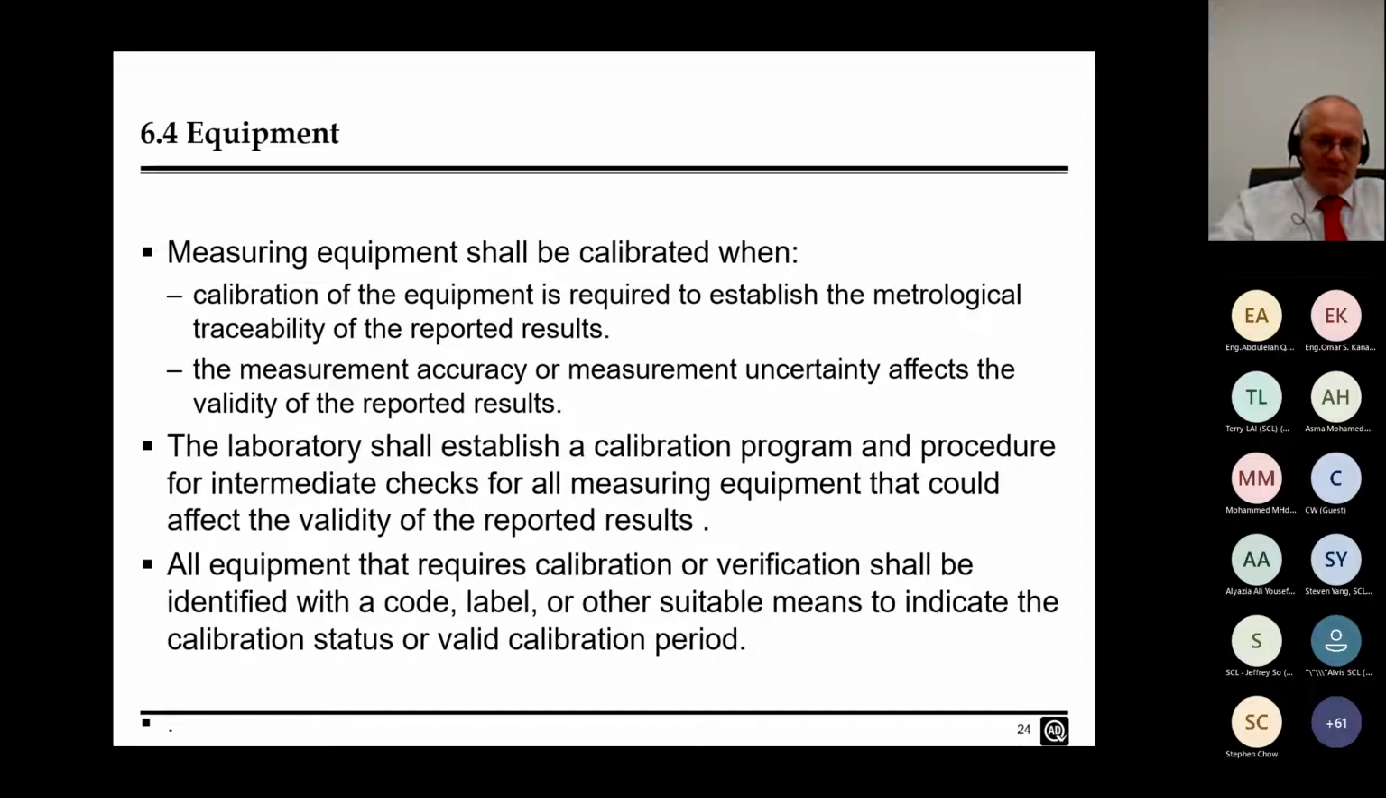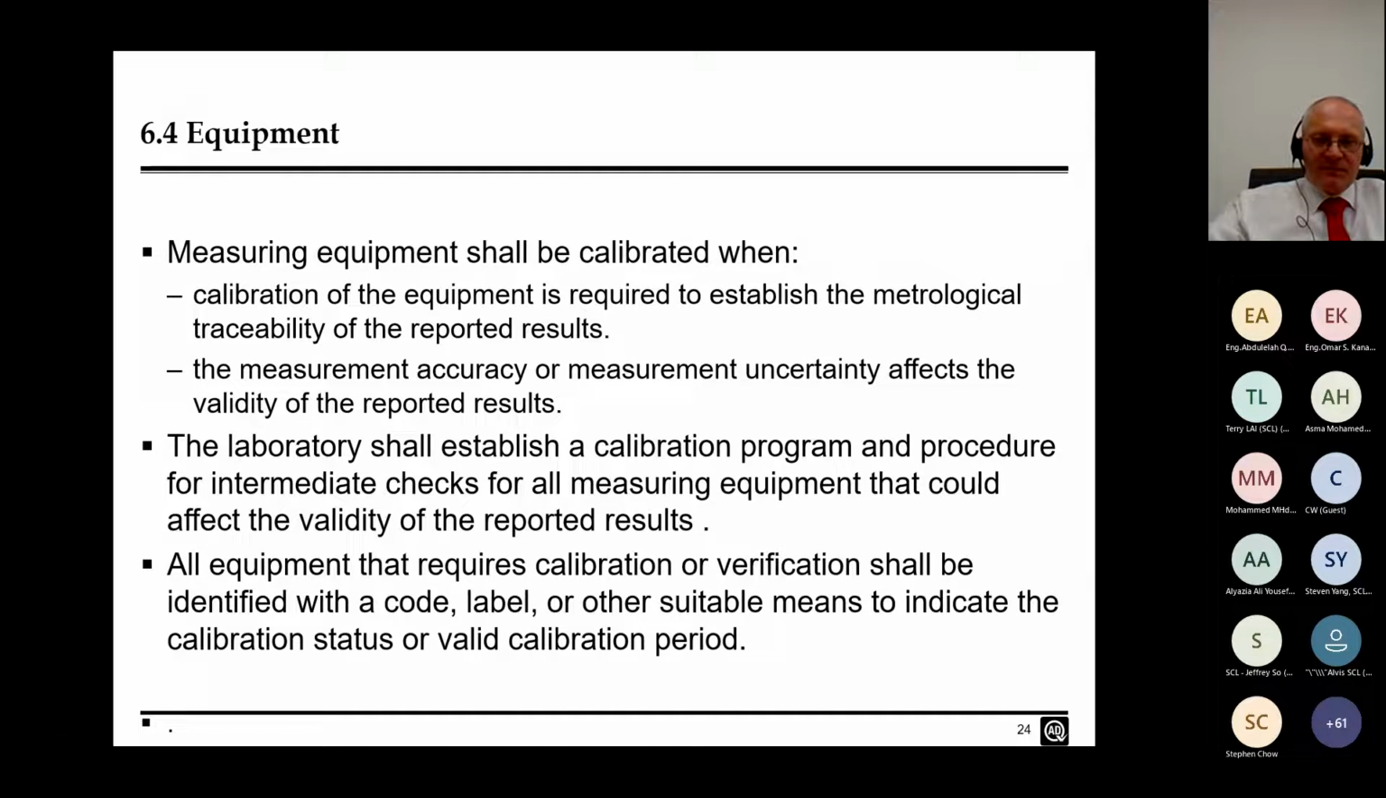Or the measurement accuracy or uncertainty of the instrument that needs to be calibrated affects the validity of the reported results. So an example is if you're doing a mass measurement, you're measuring masses on a balance, the balance would need to be calibrated. If you're calibrating balances, the masses would need to be calibrated. But you also need to understand the temperature, the humidity, and the atmospheric pressure. And that's the other results that affect the validity of the measurement.